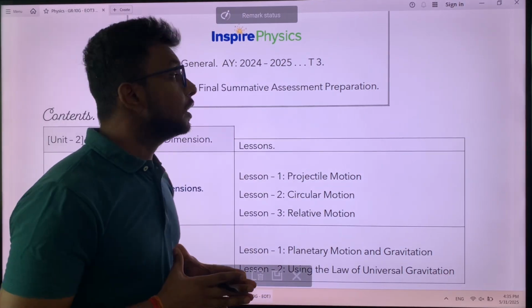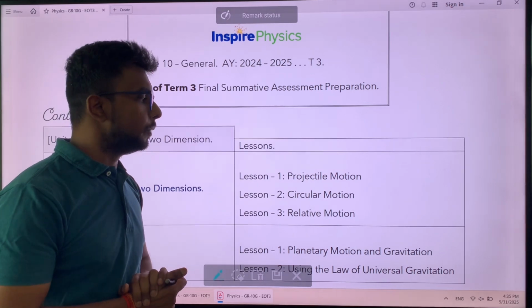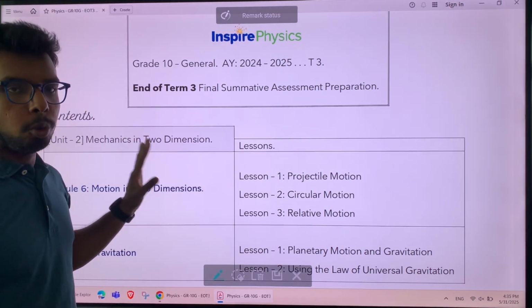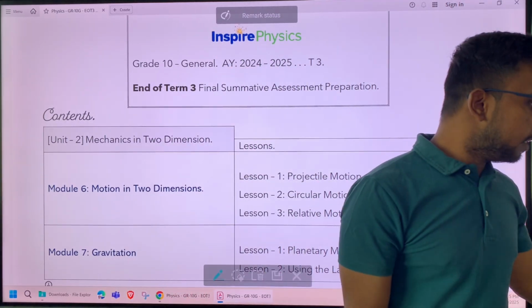Today we will be solving the EOT for Physics 10 General for term 3. I haven't made this file, so whoever has made it, thanks to them, I will be using it. So these are the lessons.